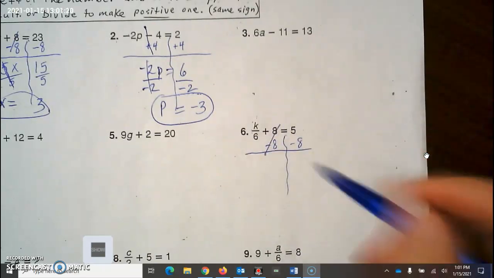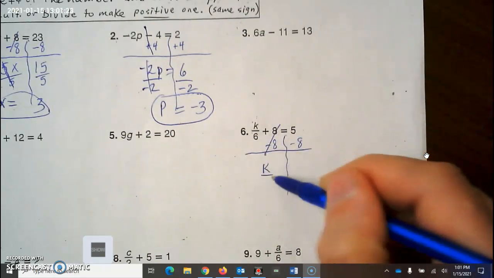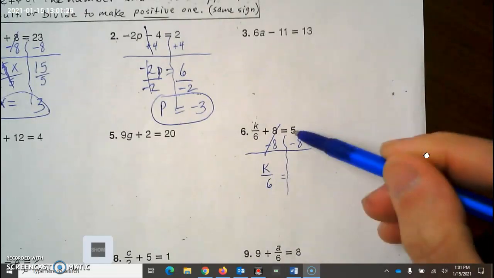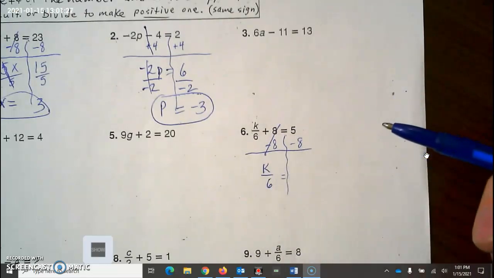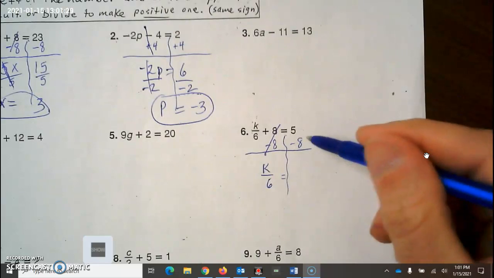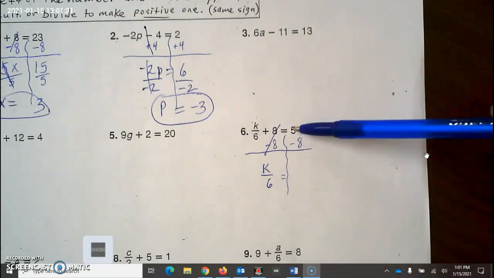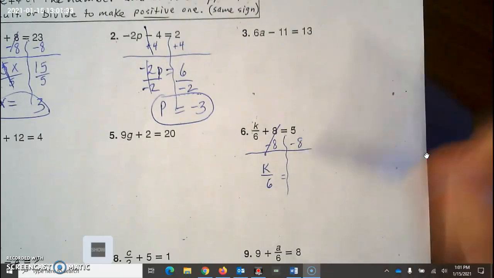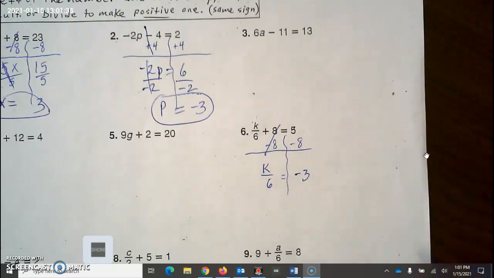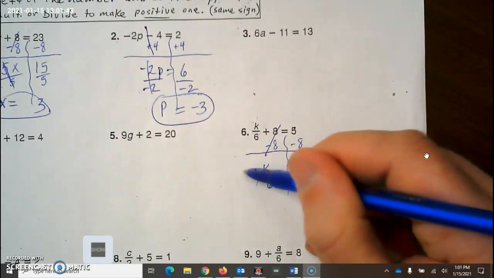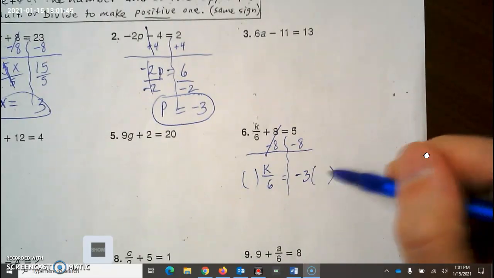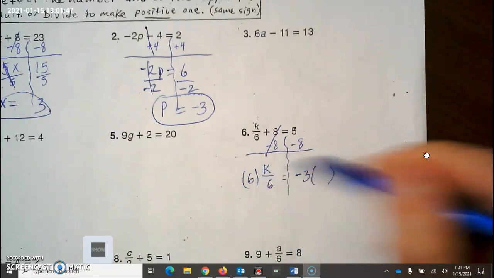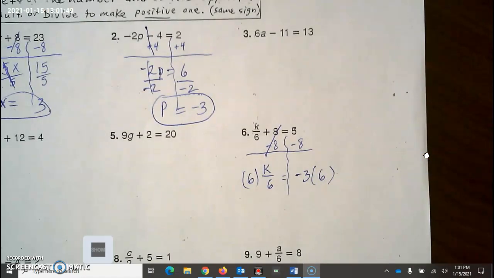These 8's cancel. Bring down k over 6. 5 minus 8 is negative 3. That doesn't say 8 minus 5. It says 5 minus 8. Okay, now I'm here. Now I'm not going to divide. This is already division by 6. What's the opposite of division by 6? Again, I hope you're thinking multiply by 6. So that's why I drew the parentheses. I do it on both sides.